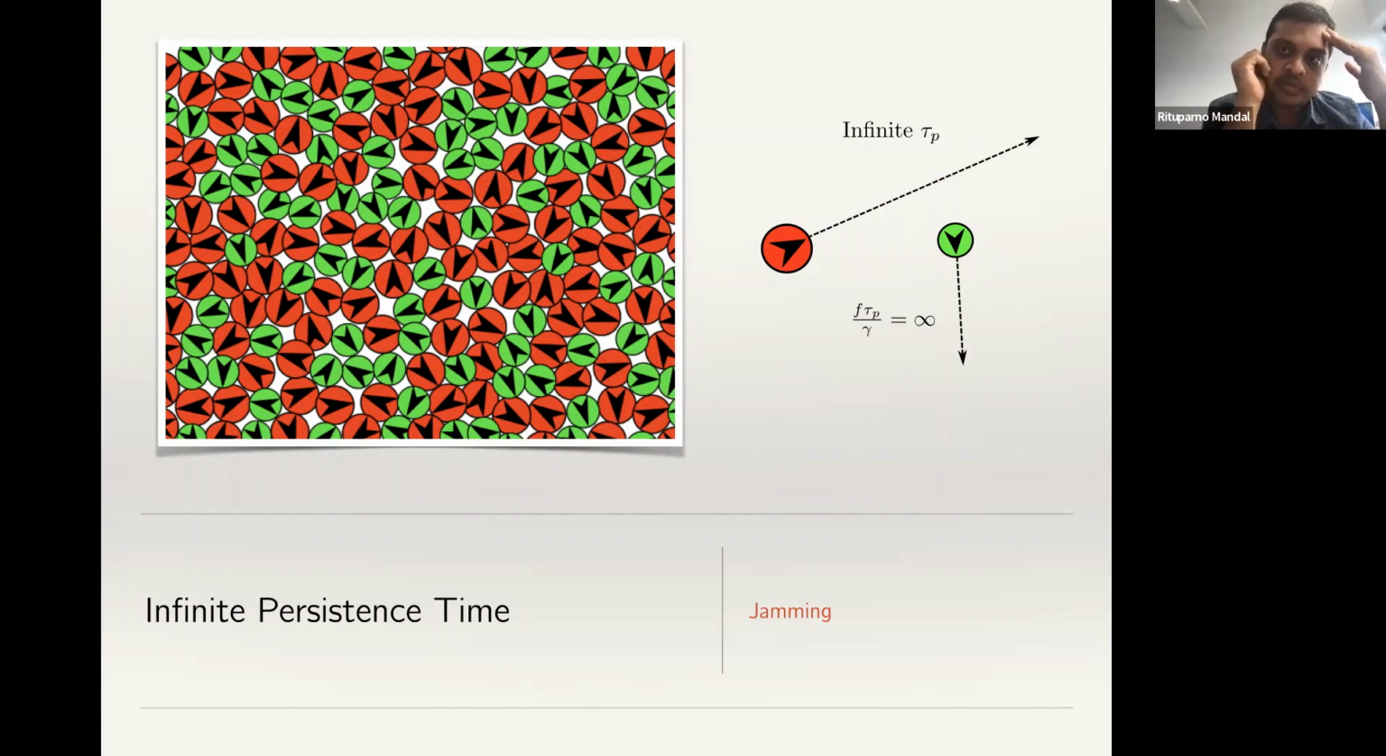If you take a single ABP and put it in a confining potential, it's not going to follow the Gibbs kind of distribution, the e to the minus beta U kind of distribution. The distribution is very peaked near the wall.